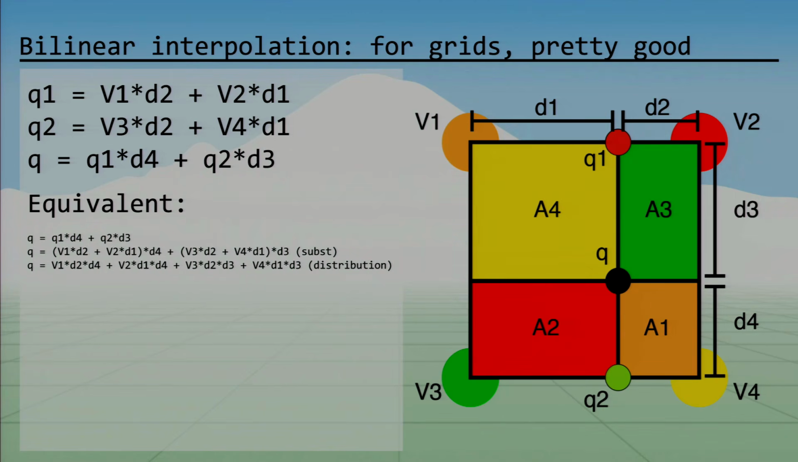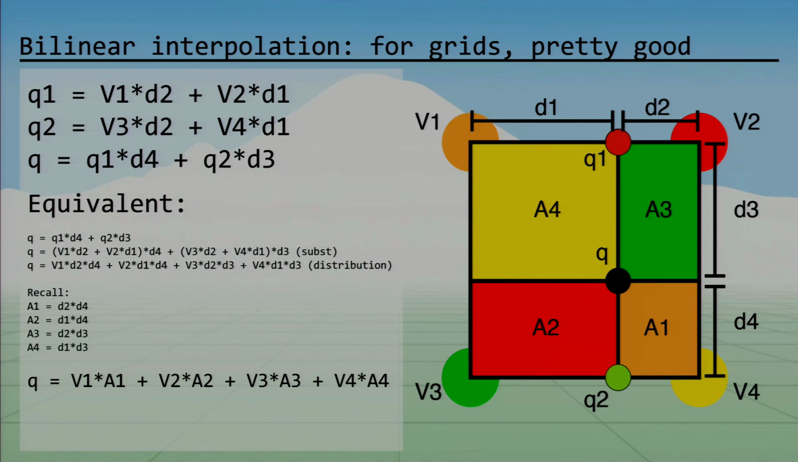We can do some distribution over addition of this multiplication. And then we can see that we have these formulas for the areas of these specific rectangles. So if we just look at V1, we're multiplying V1 by D2 and D4. And the area for rectangle A1 is just D4 and D2. So that's great. We can substitute in the areas of these rectangles, and we get back to our original equation. So you can think about it in either of these two ways. Bilinear interpolation is either looking at the areas of these different rectangles and using that as your coefficients, or it's doing a linear interpolation between these two linear interpolations. Yay, that's exciting.